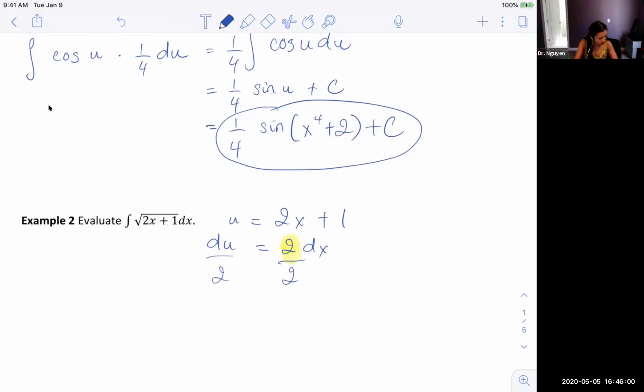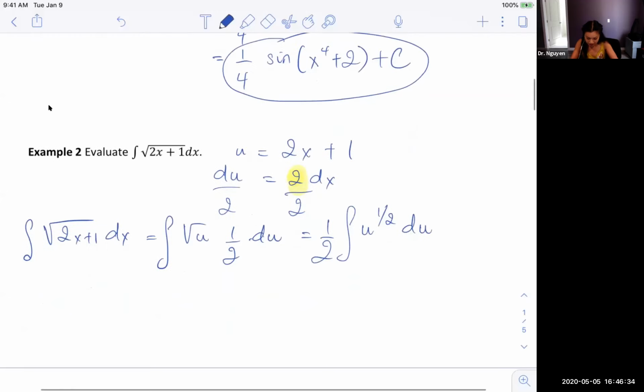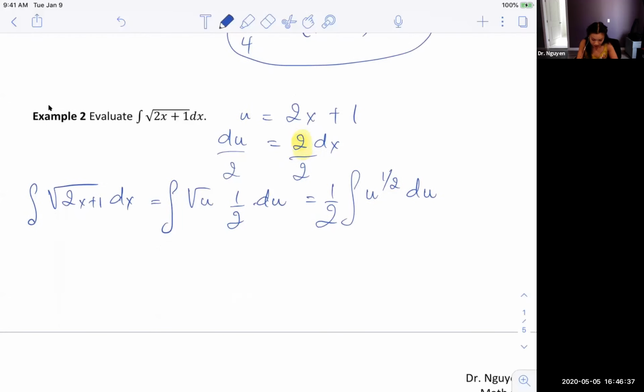And then I can just proceed with the problem. Okay, let me just copy the problem. 2x plus 1 dx is going to be the square root of u. But then we have that 1/2 here. So 1/2 times du. All right. You can definitely take the 1/2 out. So we can take the antiderivative this way. Now the problem got easier, right? So we know how to take the antiderivative here.